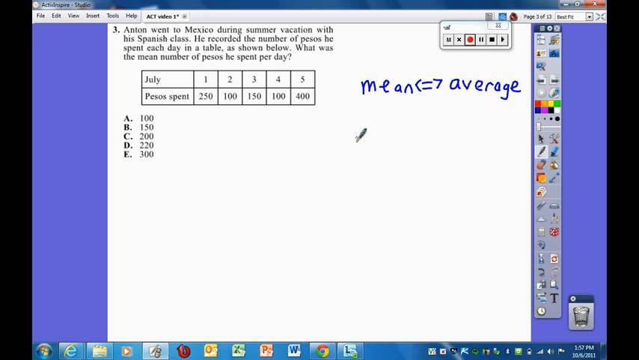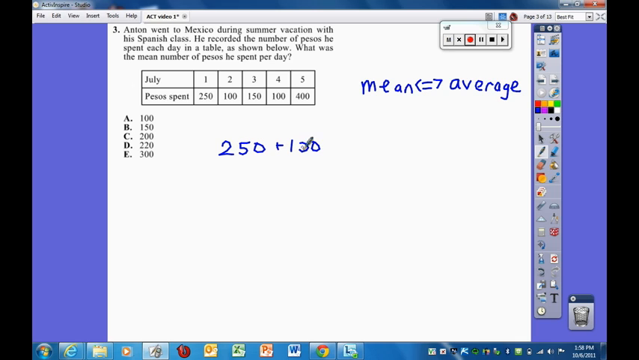Mean and average, synonyms. All right, taking the mean or the average of a set of data is very simple, but you better make sure that you know what the table is talking about. On a vacation, this is the first day of the vacation, second, third, fourth, fifth, and so on. This is how much was spent on that day, and so on. So if we're asked to find the mean number of pesos per day, then we're just simply going to take the number of pesos per day, add them up.